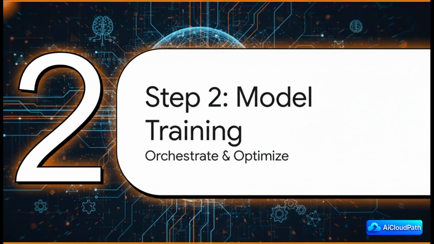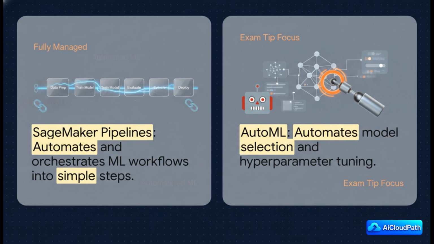Okay, our data is sparkling clean and ready to go. Now we get to the fun part, the heart of the machine learning process, training the actual model. And of course, SageMaker has some amazing tools to help automate this, which makes everything way faster and honestly, a lot better. And here are the 2 big players for automation.